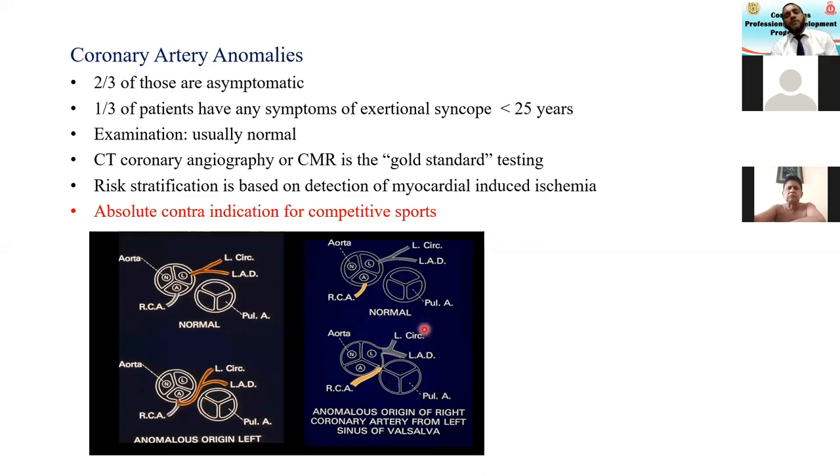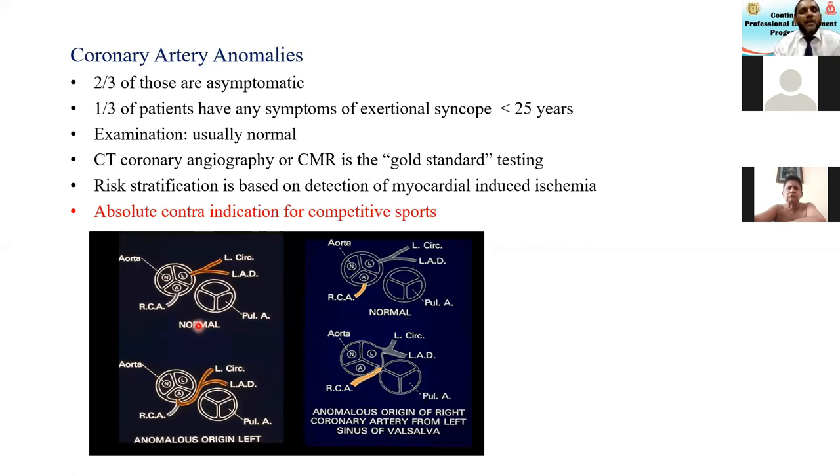Because of this, they can go into a sandwiching effect between the pulmonary and the aortic trunk. These sandwiching effects are causing ischemia and sudden cardiac conditions. So the risk stratification is based on the direction of the myocardial induced ischemia. That is the main factor we decide on.